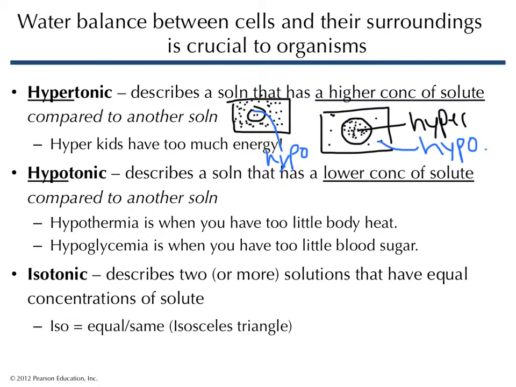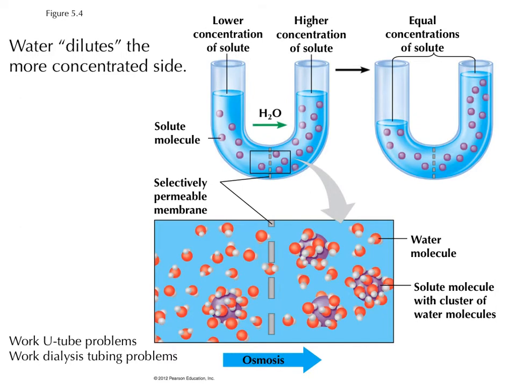The last term is isotonic. Iso meaning equal, like an isosceles triangle with equal length sides. So isotonic means that both solutions are going to have equal concentrations of solute. They'll be in dynamic equilibrium, moving across the membrane in both directions at the same rate. So if we look at the scenario here, we have two solutions separated by a selectively permeable or semi-permeable membrane.